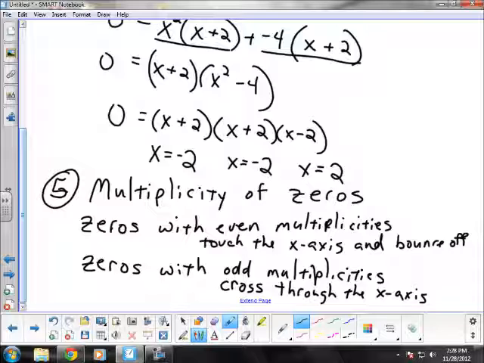Everybody understand? Okay. Objective 6. Oh, well, let me do objective 7.